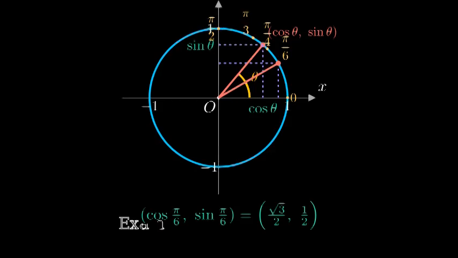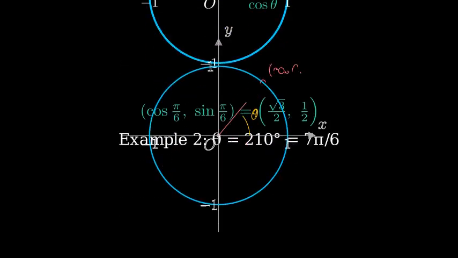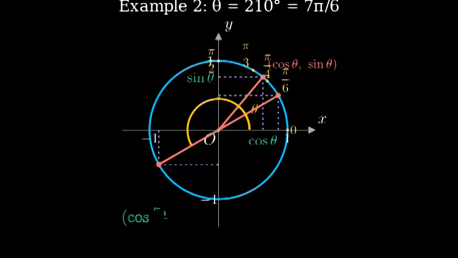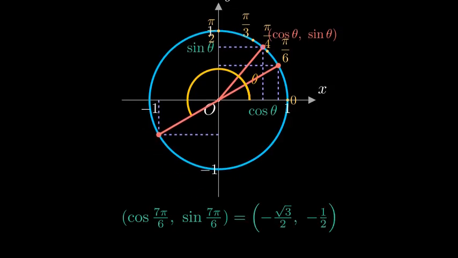Example 2. Find cosine and sine at 210 degrees, which is 7 pi over 6. This angle is in quadrant 3, so both x and y are negative. The reference angle is 30 degrees, so the coordinates are negative root 3 over 2 and negative 1/2. That means cosine is negative root 3 over 2 and sine is negative 1/2.